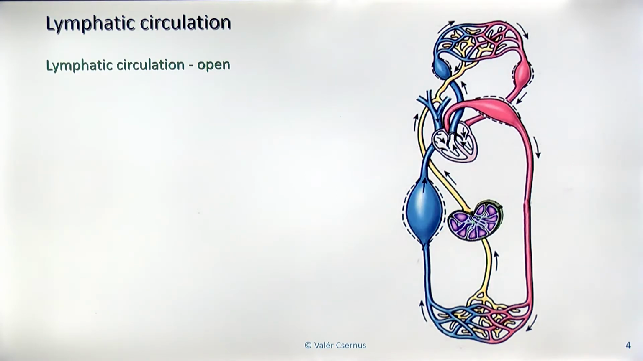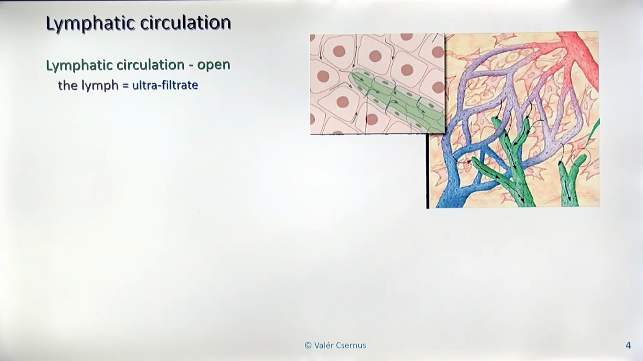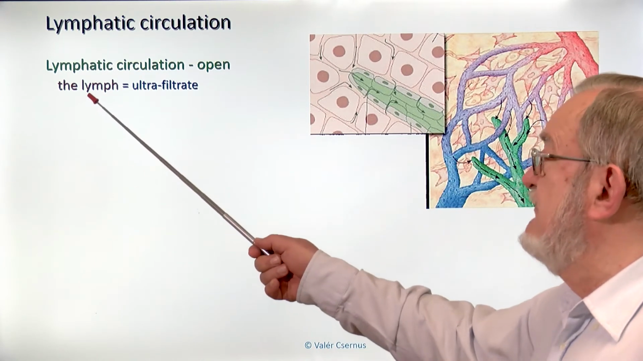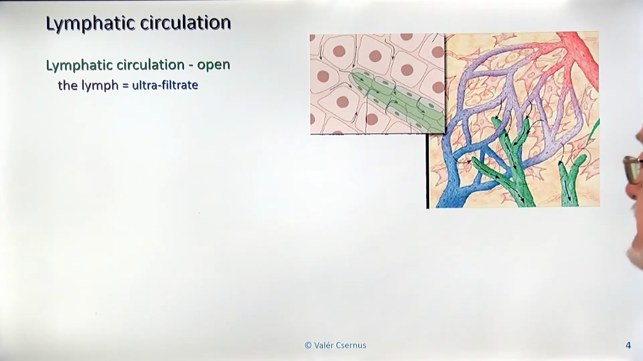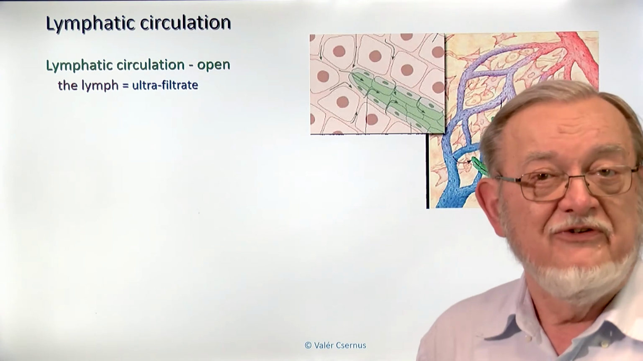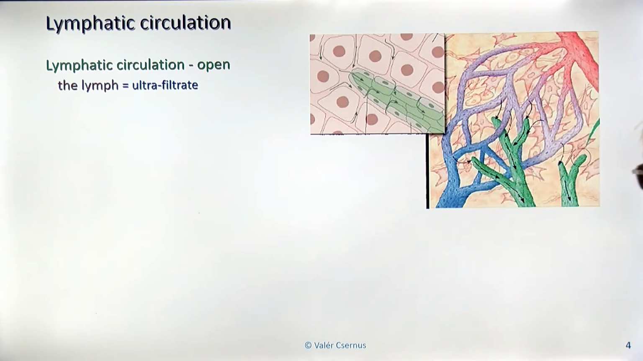Okay, beside the blood circulation, we have another circulation, a lymphatic circulation, which is open circulation. So blood is a completely closed circulation, but the lymphatic circulation is open. How does it happen? First of all, you have to be familiar with the lymph. The lymph is a fluid, actually an ultrafiltrate. You studied biophysics, so you probably know very well what an ultrafiltrate is, but let me explain a little bit again.